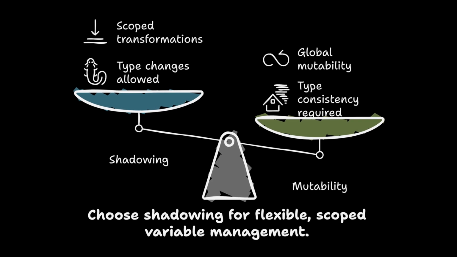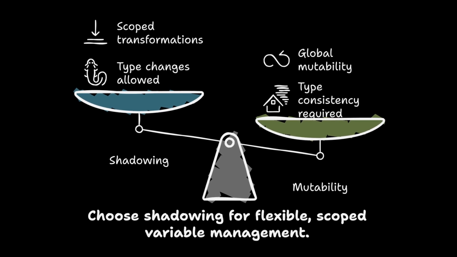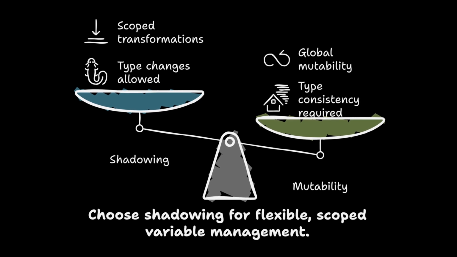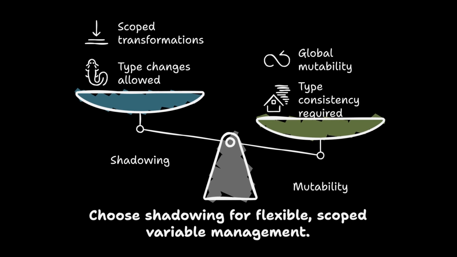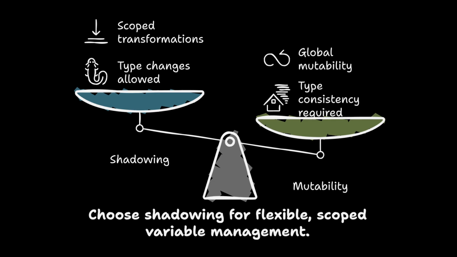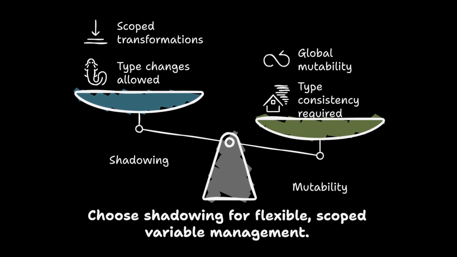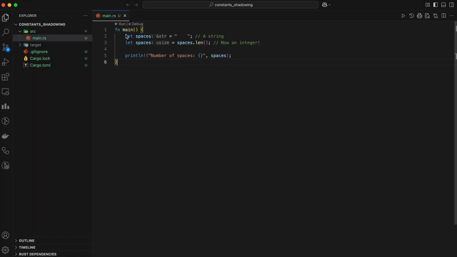Now, you might be wondering, why would I use shadowing instead of mutable? Great question. Here are two big advantages of shadowing. Type changes are allowed. Unlike mutable, shadowing lets us change types in the same scope. Scope transformations. We can transform a variable without making it mutable. Let's see both in action. See, the first spaces was a string, and then we shadowed it with spaces.len, which is a number. This wouldn't be possible with mutable.